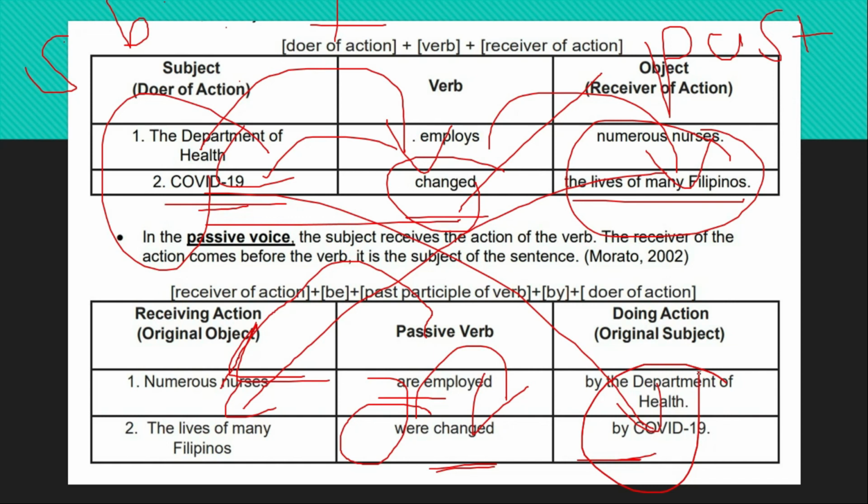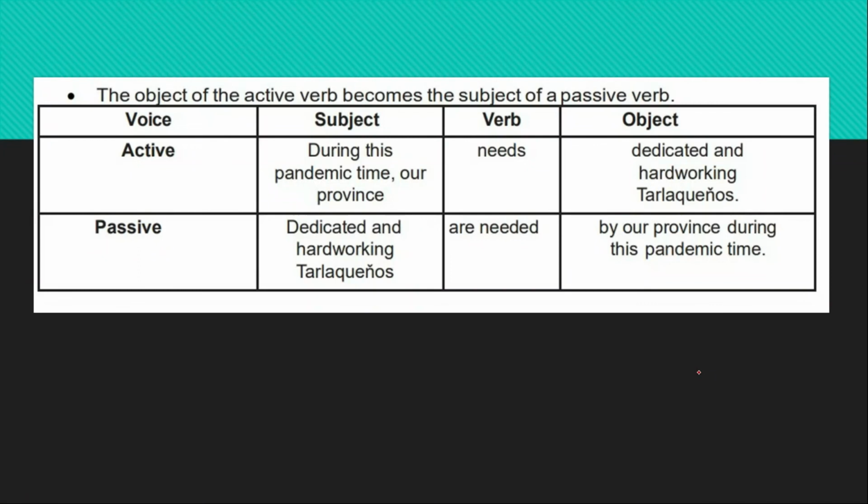I hope so. I hope I am not magulo in discussing. Let us continue. The object of the active verb becomes the subject of a passive verb. So they interchange position. In the active voice, it's the subject. When you convert it to its passive voice, it becomes the object, and vice versa.